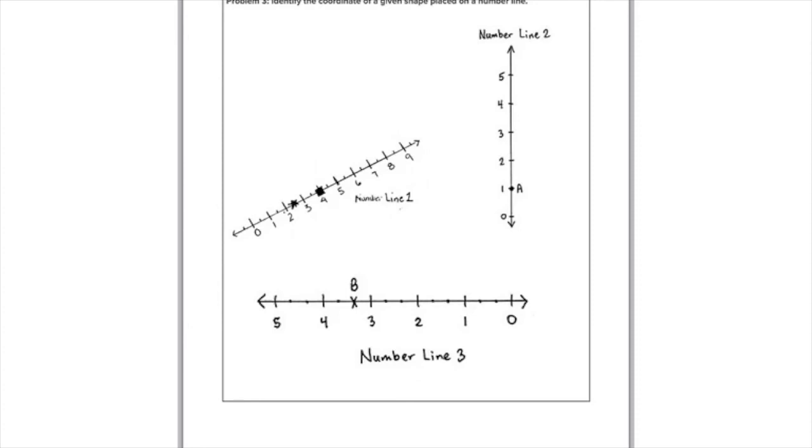We are looking at line number 1. That's this one right here. We want to identify the coordinate. So we just learned what origin was. Origin is 0. It's where it starts. Here's my origin. Here's my origin. Here's my origin. The coordinate is the distance from 0. So for right now, we're looking at the coordinate of the shape. So how far away is the shape from 0?